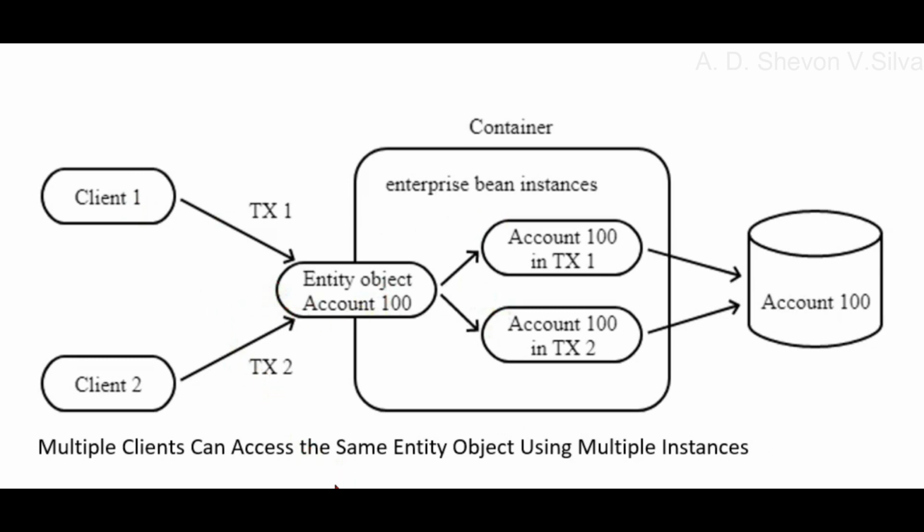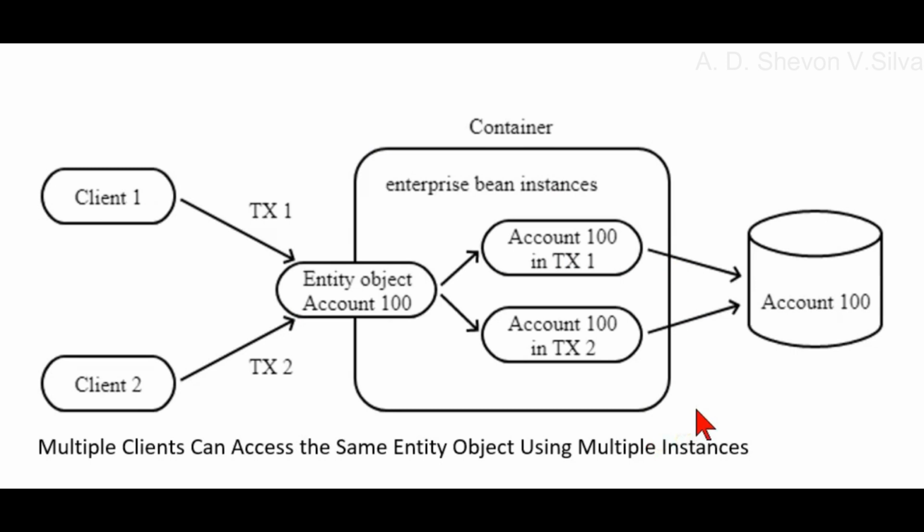The bean provider may assume that the container will ensure appropriate synchronization for entity objects that are accessed concurrently from multiple transactions. The container typically uses one of the following implementation strategies to achieve proper synchronization. These strategies are illustrative, not prescriptive. So we are here considering one implementation.